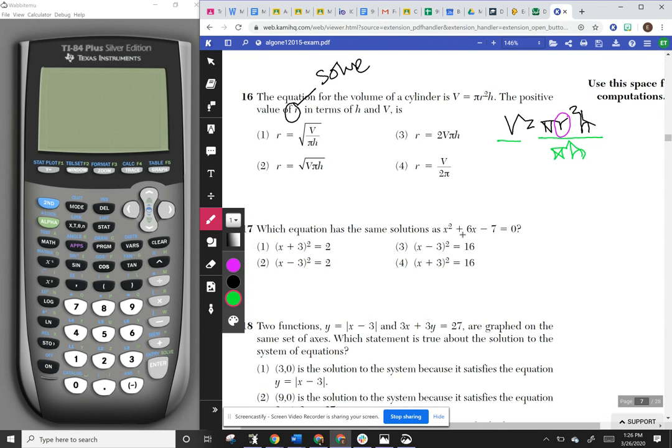Same thing, whatever you do to the left, you got to do to the right. Pi times h. My pi is looking a little weird. Don't really know why. So now we have v over pi times h, which equals r squared. And to get rid of that square, you got to take the square root of both sides. So we're going to get r equals the square root of v divided by pi h. And that's option 1.